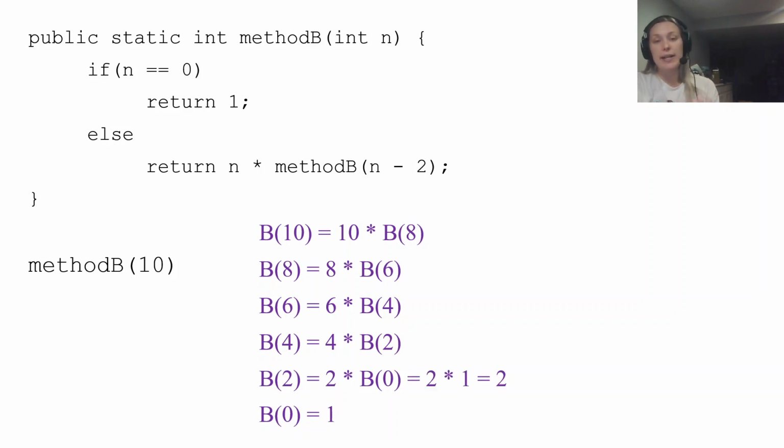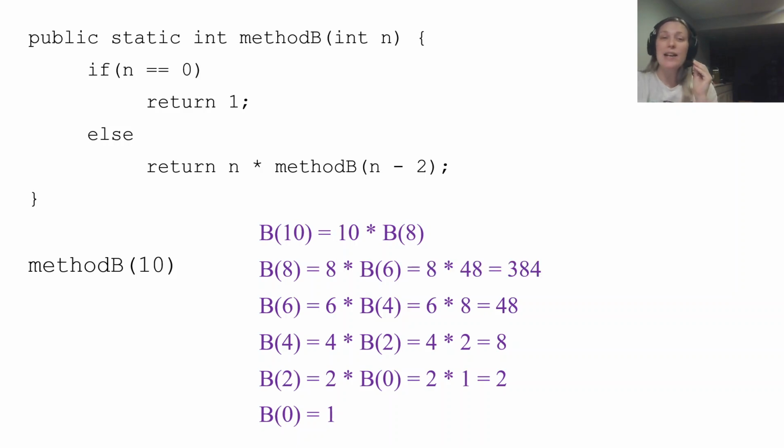Now I go back and I substitute in. 2 times 1 is 2. 4 times 2 is 8. 6 times 8 is 48. 8 times 48, 384. 10 times 384, 3,840. That one was kind of a big one.